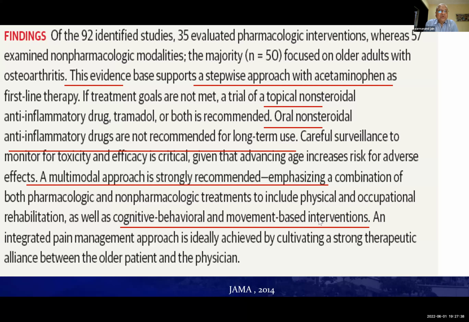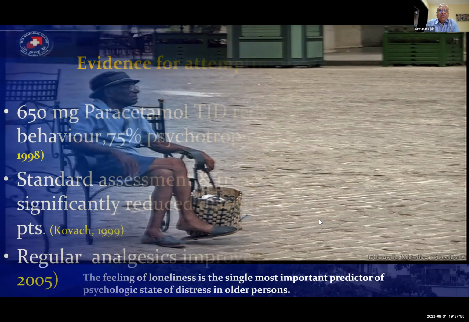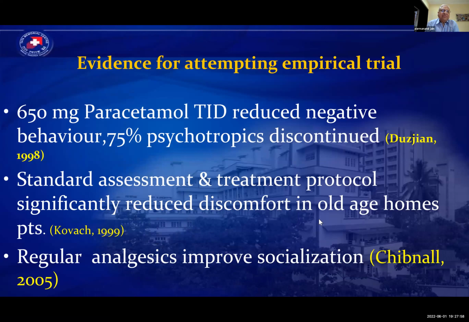Non-pharmacological approaches should be used also. A multimodal approach should be strongly recommended, with a combination of both therapies. So this is the general picture you find: after repeated or continuous pain, they become depressed. The evidence for attempting an empirical trial is that if you give paracetamol 500 mg TID and that reduces negative behavior, then of course 75% of psychotropic drugs are also discontinued. That is the effect of an empirical trial or a standard assessment treatment protocol, which significantly reduces discomfort in old age homes. Regular analgesics improve the socialization of patients. These studies show that just an empirical trial also reduces pain.